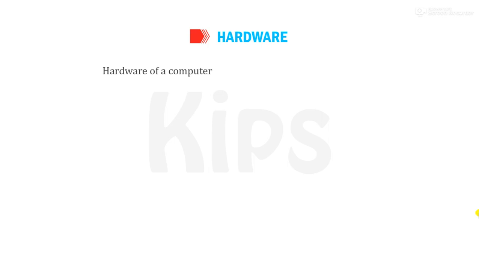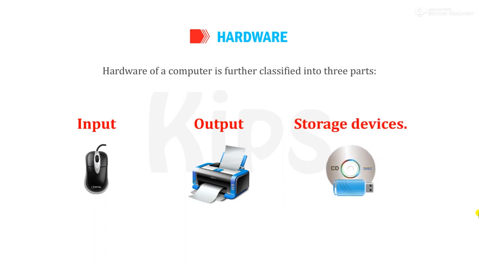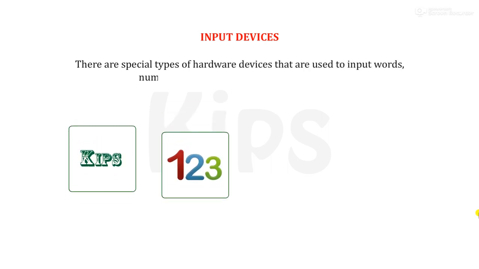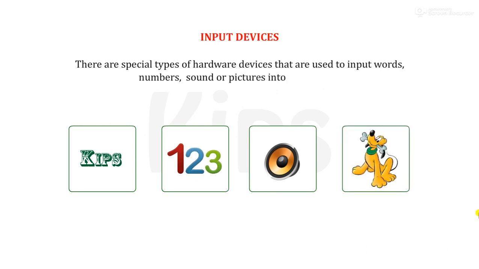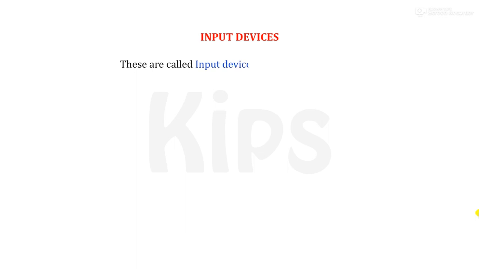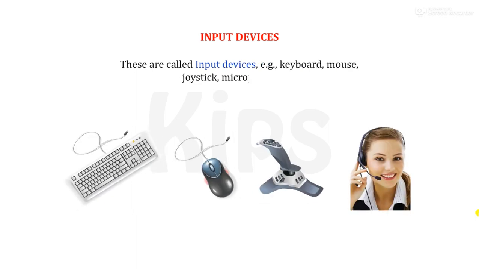Hardware of a computer is further classified into three parts: input, output, and storage devices. Let us talk about each of these in details. Input devices are special types of hardware devices that are used to input words, numbers, sounds, or pictures into a computer. They are called input devices, for example, keyboard, mouse, joystick, microphone, etc.